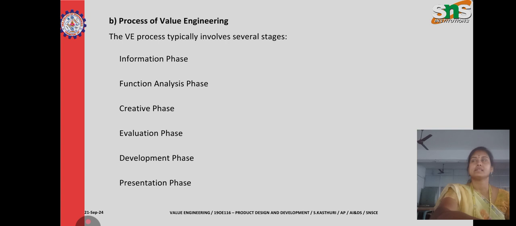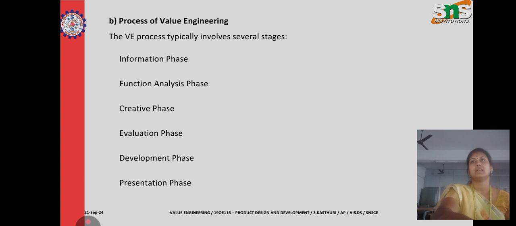So the processes involved in value engineering are, first, the information phase: understanding the function and structure of the product. Second is the function analysis phase: identifying and analyzing the primary and secondary functions of a product. Creative phase: brainstorming and generating alternative solutions or ways to achieve the same function at a lower cost.